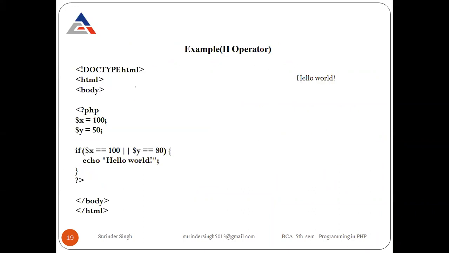This is the example of the logical OR operator, and here we have the same example. We are checking if x equal to 100 or y equal to 80. Now it will return true because x has 100, and y has 50, but we are checking 50 equal to 80, and this returns false. And when we do true or false, it will return true. And if is true, so it executes this statement in the if block.